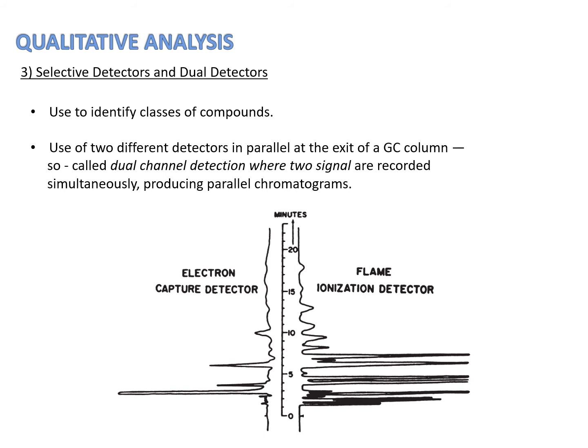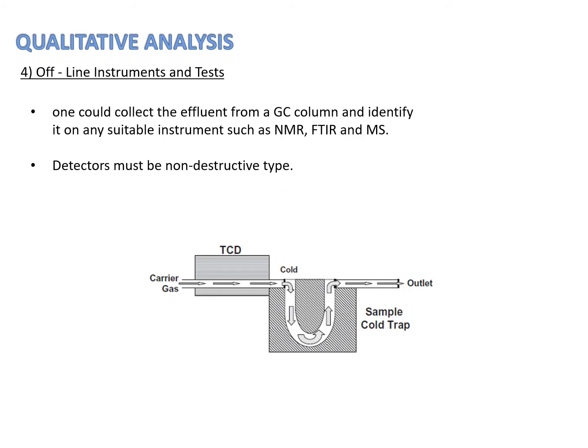Now class, selective detectors and dual detectors are used to identify classes of compounds. It is the use of two different detectors in parallel at the exit of a GC column, so-called dual channel detection, where two signals are recorded simultaneously, producing parallel chromatograms. They use two detectors like the electron capture detector and the flame ionization detector, which can give further confirmation on our qualitative analysis. Offline instrument tests can also be done, class. One could also collect the effluent from the GC column and identify it with suitable instruments such as NMR, FTIR, and MS.